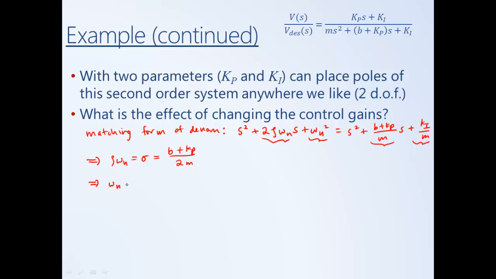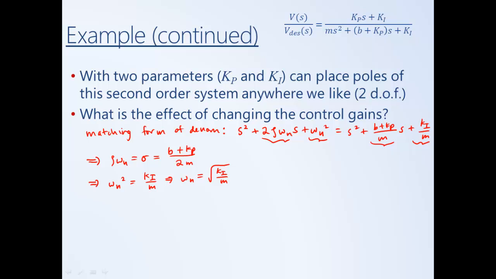If we match these terms, we can see that omega n squared is equal to Ki divided by m. If we take the square root of both sides, we get that the natural frequency is equal to the square root of Ki divided by m. And so here we can see that the integral control gain directly affects omega n, the undamped natural frequency.